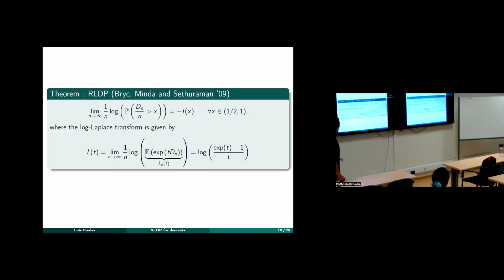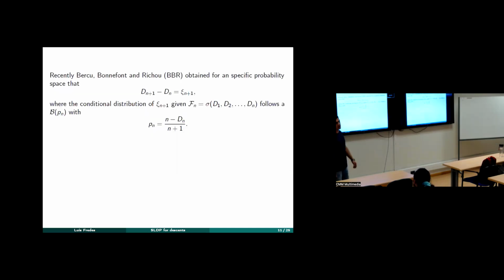So okay, they proved this. They gave an explicit expression for the log Laplace transform, and my collaborators proved in 2023, so last year, that they could specify a probability space where the increments of descents could be written as a random variable that, conditioned on the sigma algebra generated up to n, follows a Bernoulli random variable with parameter given just by the last descent quantity.